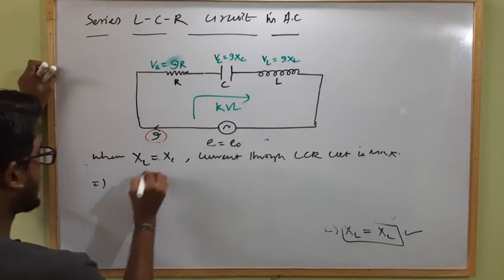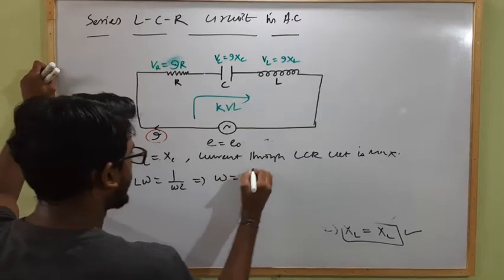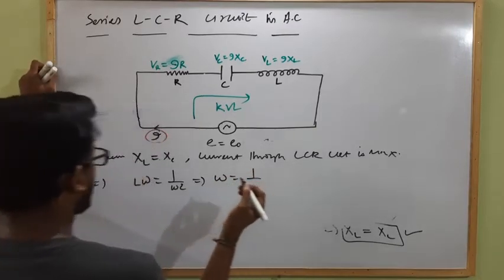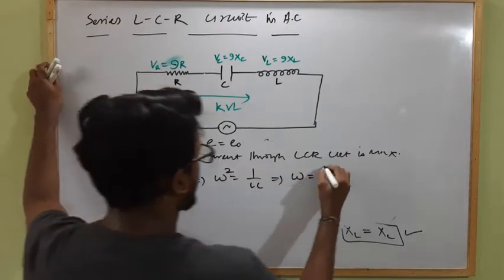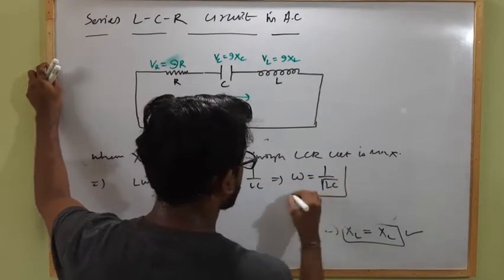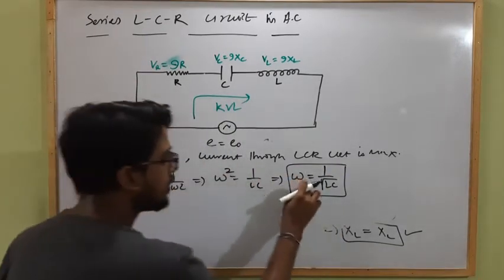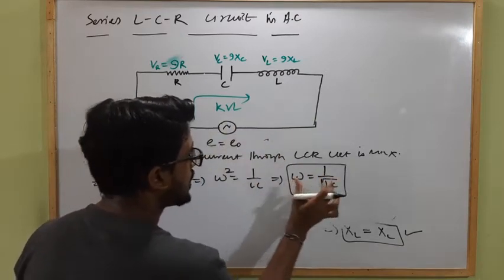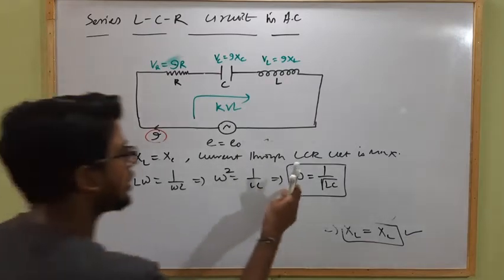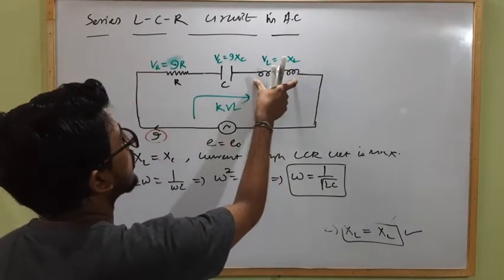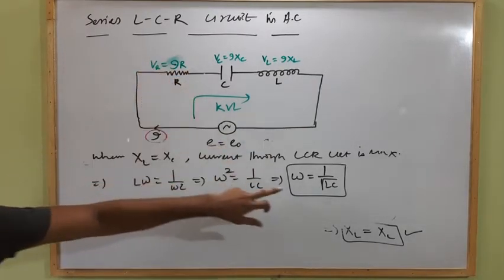This implies XL is how much? L omega equals 1 by omega C. So this implies omega square equals 1 by LC. So omega equals 1 by root over LC. So this is the angular frequency of the alternating source. If the supply frequency is this much, then the current through the LCR circuit will be maximum, because for this value of angular frequency, the inductive reactance and capacitive reactance both become equal, because resistance is independent of omega.